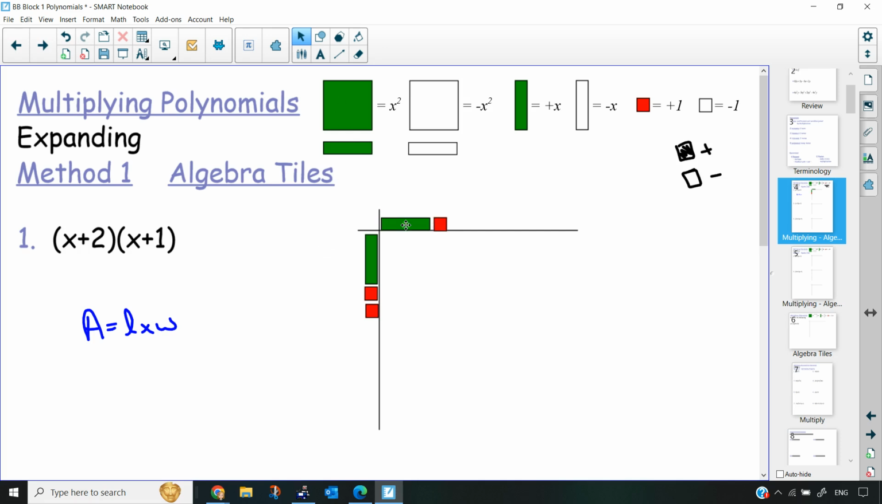Now, when I'm multiplying them, I'm just multiplying individual pieces together. So x times x is x squared. x times 1 is positive 1x. Positive 1 times x, again, is going to be x. x times 1 is x. And then I have 1 times 1 is positive 1. And 1 times 1 is positive 1.